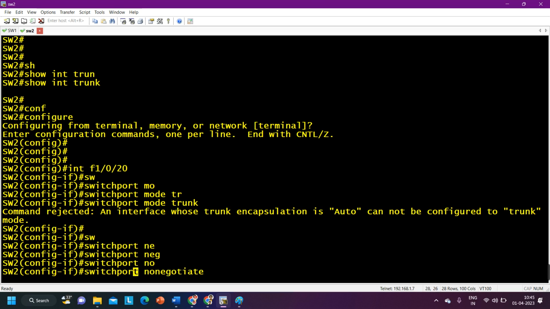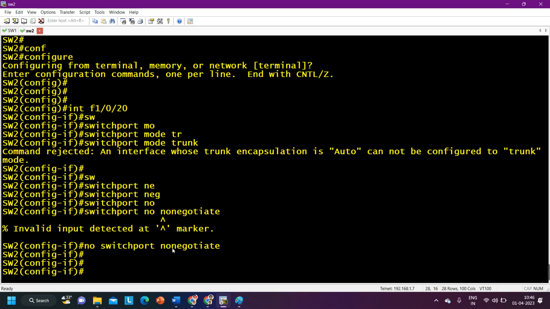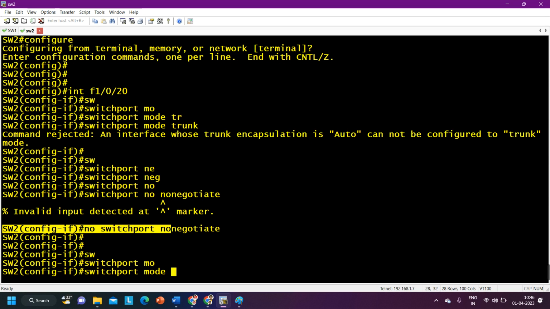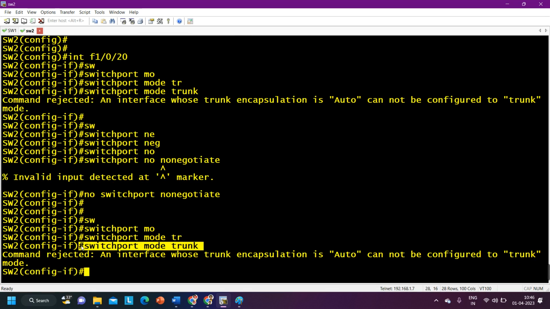Let me run the switchport negotiation command over here. Switchport nonegotiate is the command to disable negotiation, and no switchport nonegotiate will be the command to enable it, right? I have enabled the negotiation over here, yes or no, and I am going to say switchport mode trunk. So I am not able to configure trunk because this is static trunking, right? It is not going to negotiate the encapsulation protocol from the DTP message.